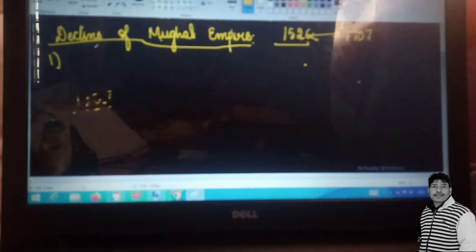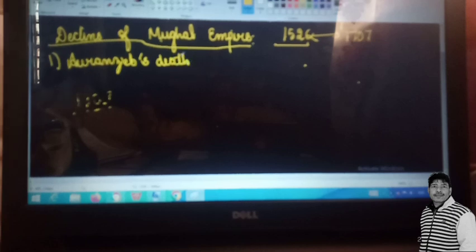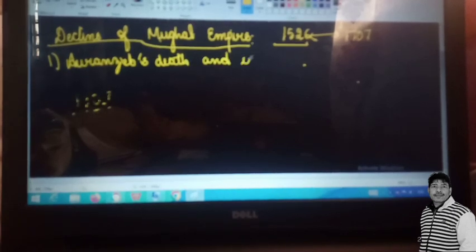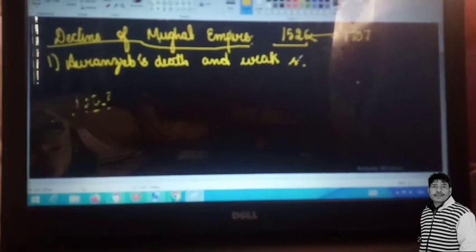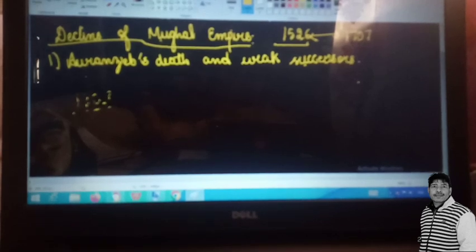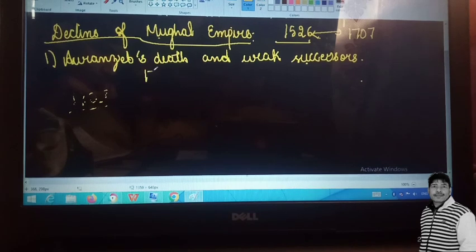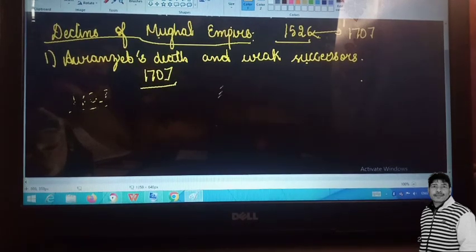Number 1. Aurangzeb's death and weak successors. It is the prime factor for the decline of the Mughal Empire. Aurangzeb died in 1707 and the Mughal Empire was left with weak successors who were incapable of ruling the kingdom.